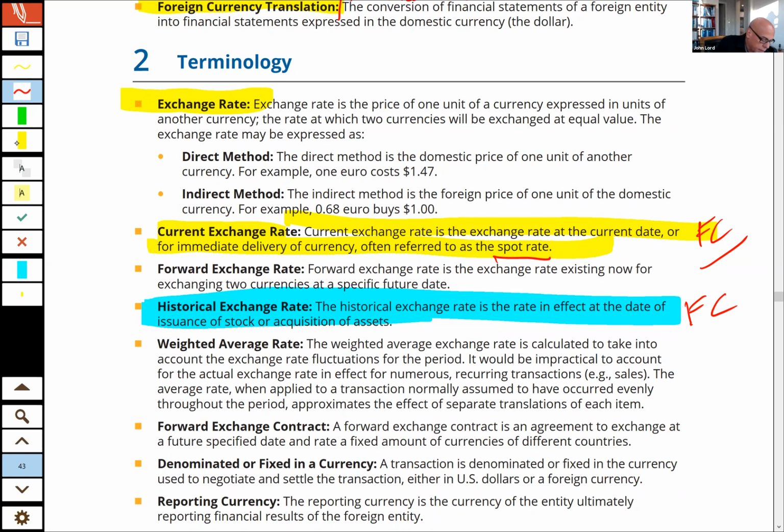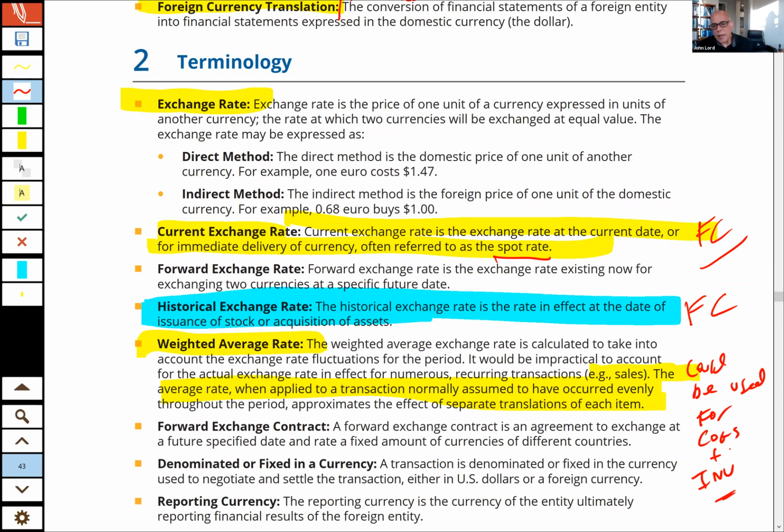Now, weighted average exchange rate. The weighted average exchange rate is often used for transactions that occur evenly throughout the year. Okay, so sales is a good example of that, but it could also be used for cost of goods sold and inventory.